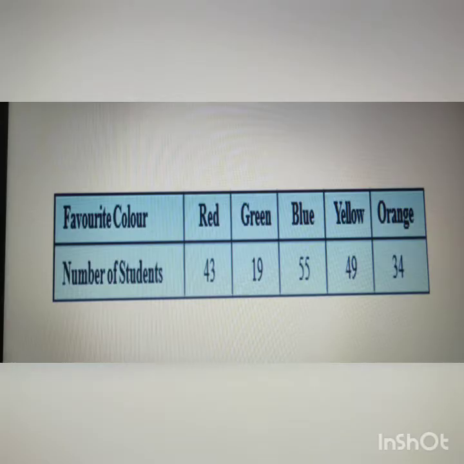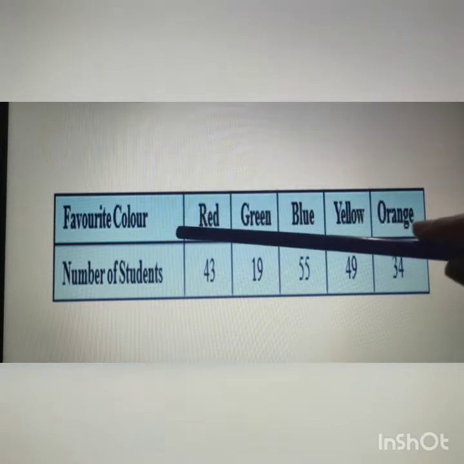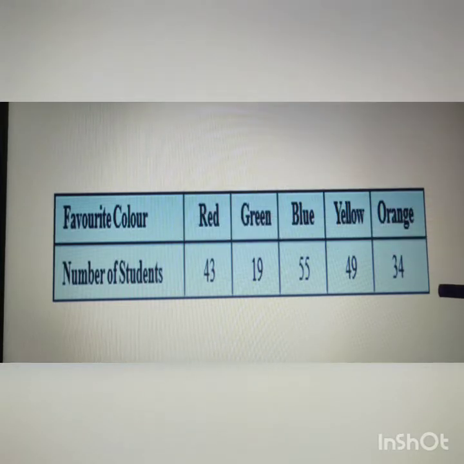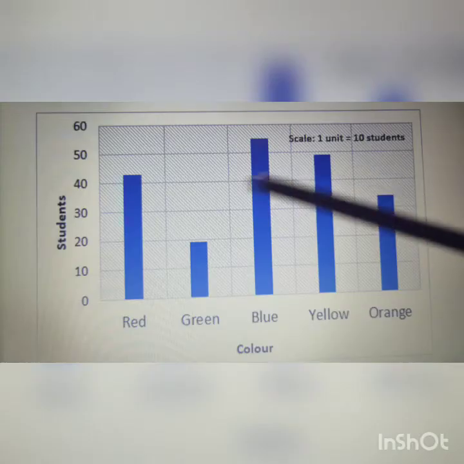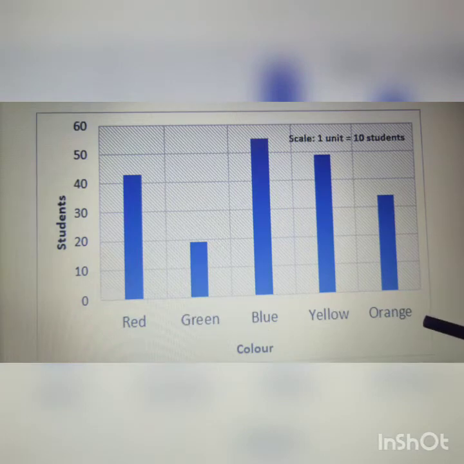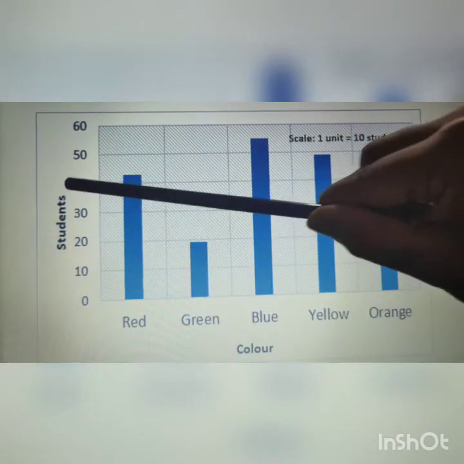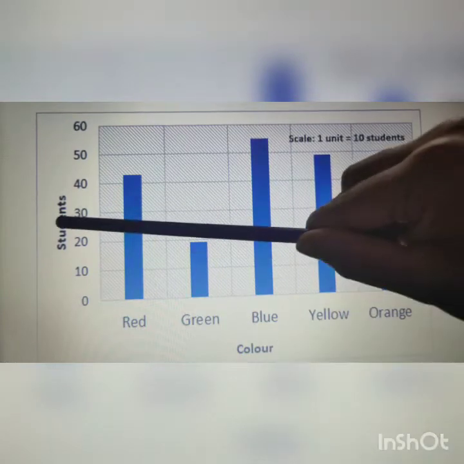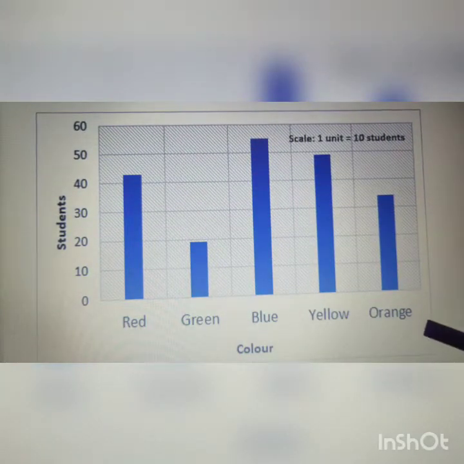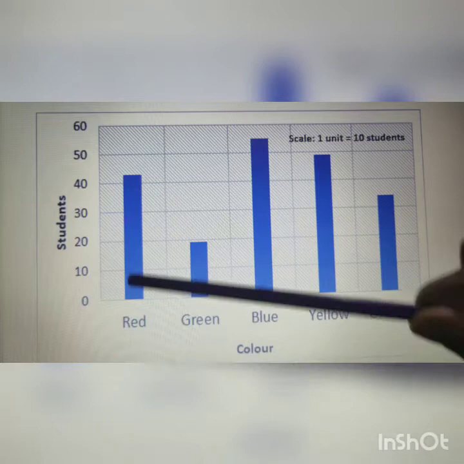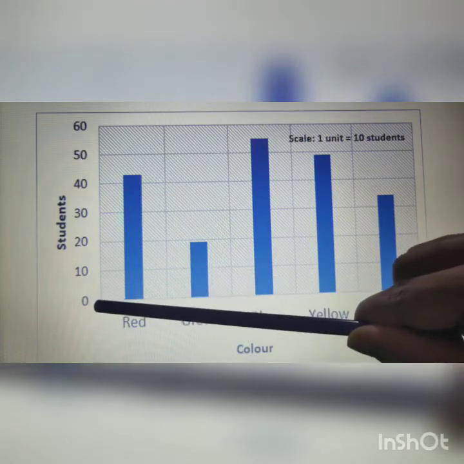In the table, the number of students and their favorite color is given. With the help of this table, we have to represent the given data in a bar graph. Along the x-axis, colors are represented, and along the y-axis, the number of students. It is written color and students here. First we have to choose a suitable scale, and we will start with number 0.